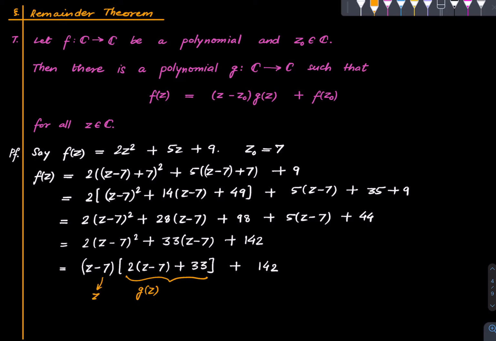7, remember, was z naught, and 142 one can check is nothing but f of 7, because what is f of 7? f of 7 is twice into 49 plus 35 plus 9, which is 142. So this is the idea basically. If you follow this idea for any polynomial, then we get that. All right, this is called the remainder theorem or something. It has a name.